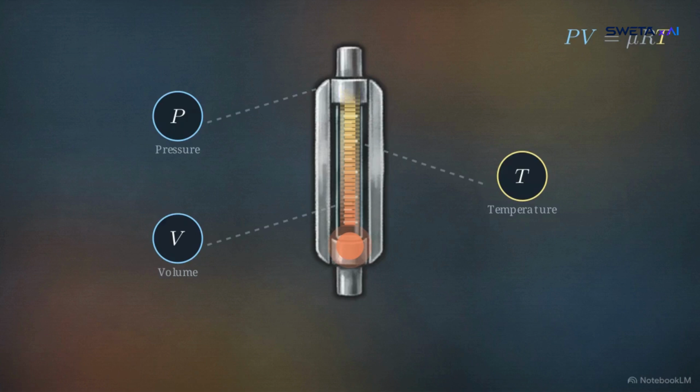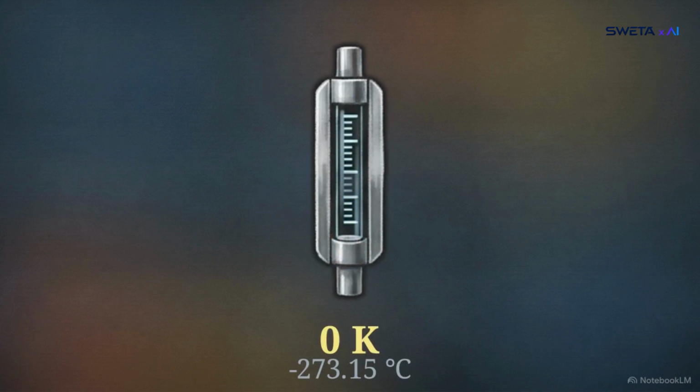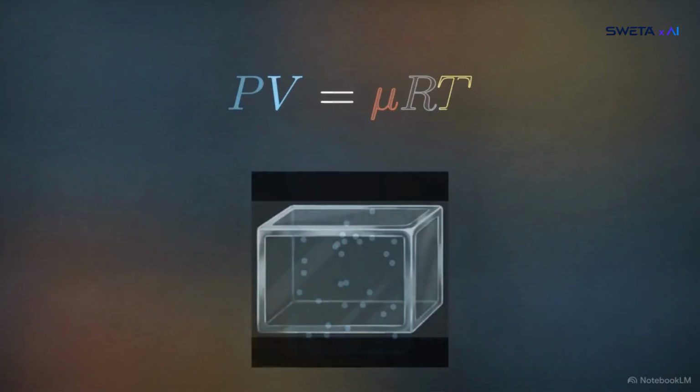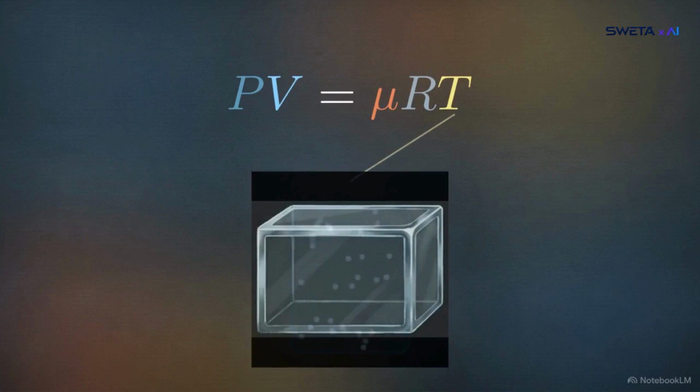If we were to remove all possible kinetic energy, we would reach absolute zero, 0 Kelvin, or negative 273.15 degrees Celsius. At this point, all molecular vibration stops. We link these microscopic states to our macroscopic world through the ideal gas equation. Here, absolute temperature directly dictates the pressure and volume of a system based on its molar quantity.